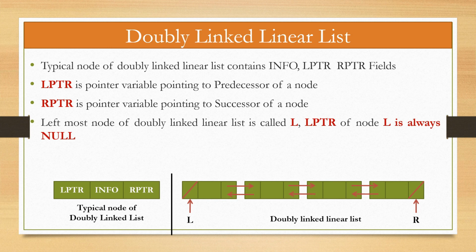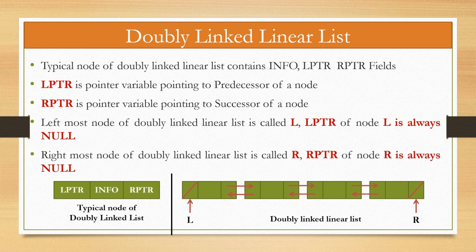Leftmost node of doubly linked list is called L. LPTR of node L is always null because this is the leftmost element and the leftmost element has no predecessor. Right? So this L is always null. And the rightmost node of the doubly linked list is called R. This is the rightmost element of the doubly linked list. So RPTR of node R is always null because there is no successor node.